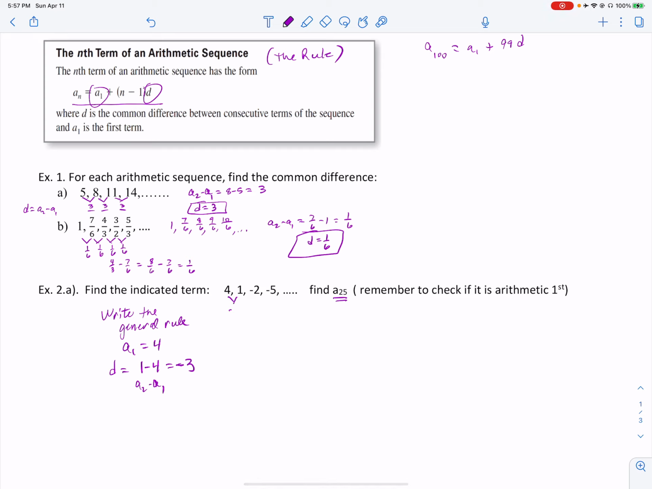So from here to here, you're going down 3. Here to here, you're going down 3. Here to here, you're going down 3. The common difference is negative 3.